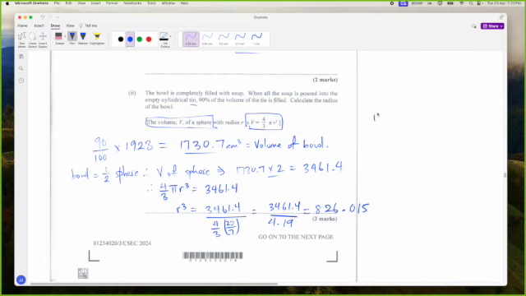So r cubed is 826.015. R will be the cube root of 826.015. Yes, you do have a cube root on your calculator. The cube root of 826.015 is approximately 9.38 centimeters.